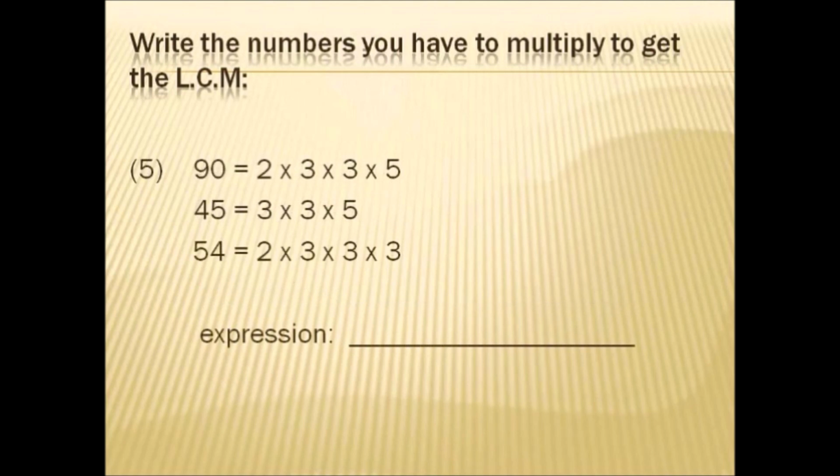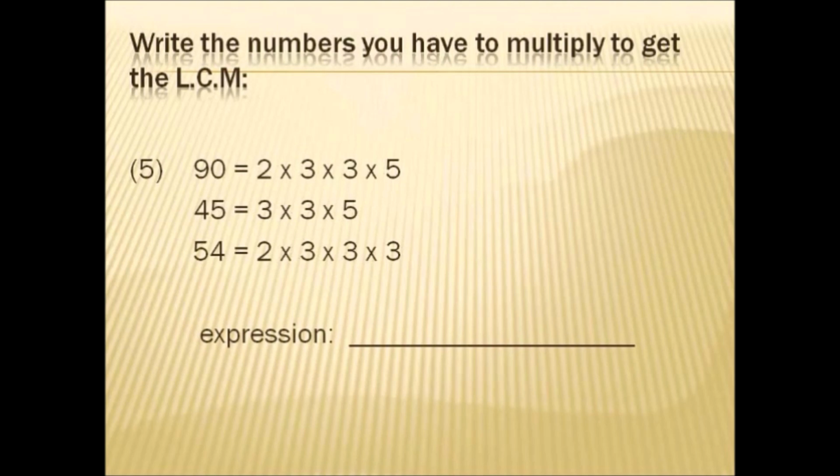Number 5, you have 3 numbers, 90, 45, 54. The prime factors we're looking at are 2, 3, and 5. What do you use for the 2? What do you use for the 3? What do you use for the 5? Remember, you want to use the greatest number of factors for each one to find the LCM. So put what you are using for the 2, multiplied by what you are using for the 3, multiplied by what you're using for the 5.